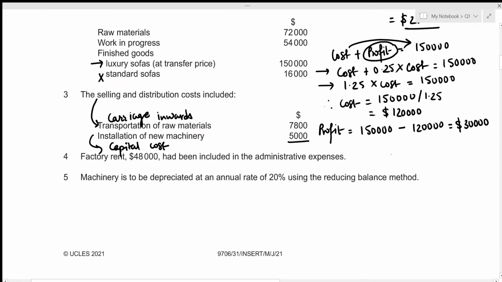All right. Then for the fourth part, we have factory rent, 48,000, that had been included in the administrative expenses. So this is the cost associated with the factory and not the office, which means that this should not have been included in the administrative expenses, but should have been included in our factory overheads, which we include in our manufacturing account. Then for the last part, machinery is to be depreciated at an annual rate of 20% using the reducing balance method. So we need to figure out our depreciation on machinery, and since machinery is used in the factory, this will be associated with the factory cost, which means that it should also be included in our manufacturing account.